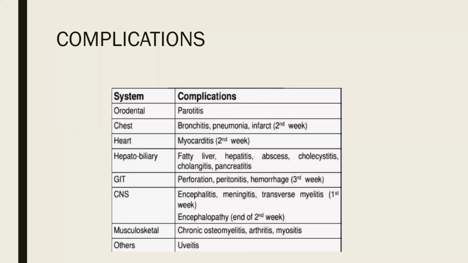So what are some of the complications? This one will give you a picture. Orodental, like parotitis, and then basically spread of infection along the body: bronchitis, pneumonia in the second week, myocarditis, hepatitis. We talked about the typhoid hepatitis. For the GI, commonly intestinal hemorrhage, intestinal perforations, and peritonitis; encephalitis, meningitis, encephalopathy, the typhoid encephalopathy. Then the other features that we talked about.